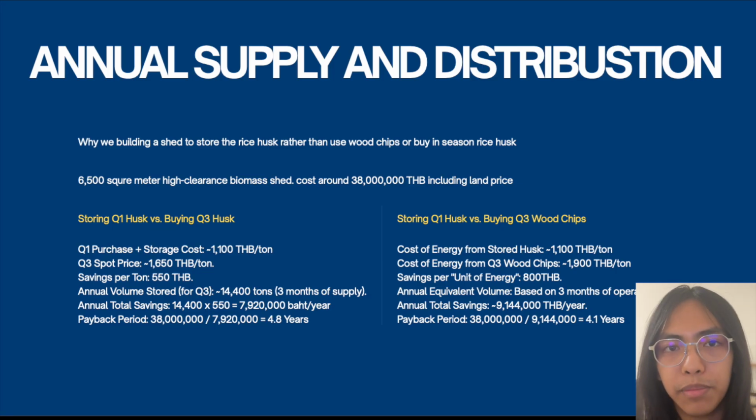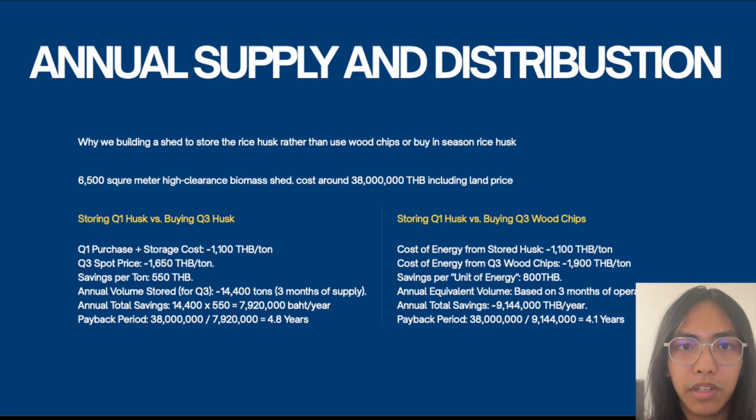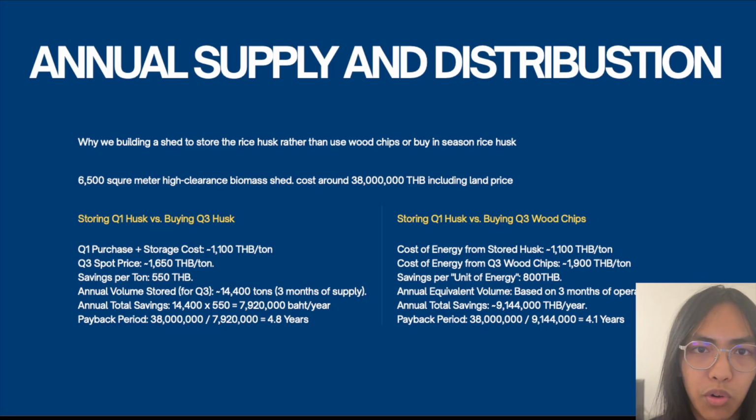If we just buy wood chips in the third quarter, wood chips are available all year round, so there is no seasonal price tag. The cost of energy from stored husk is 1,100 baht, and the cost of energy from Q3 wood chips will take 1,900 baht to make the same amount of energy. So the saving per unit of energy is 800 baht, and the payback will take around 4 years.